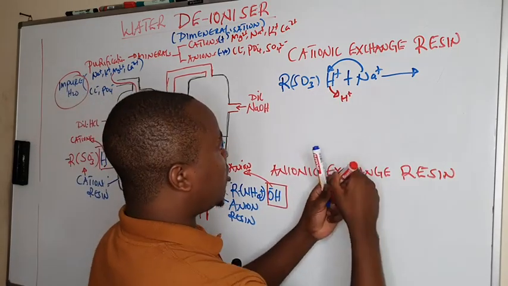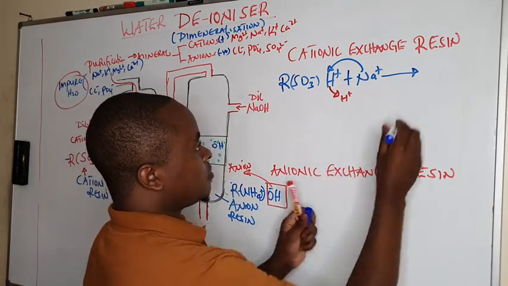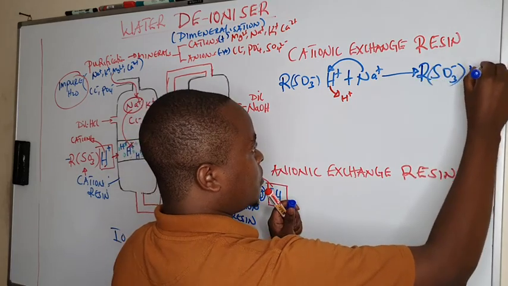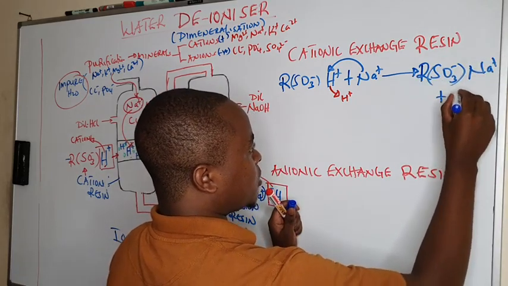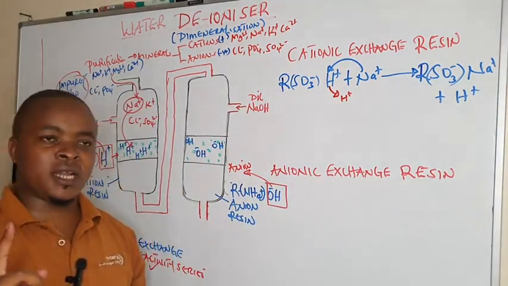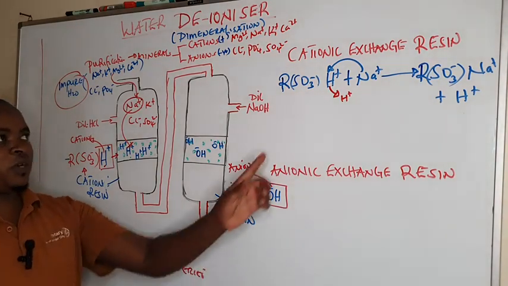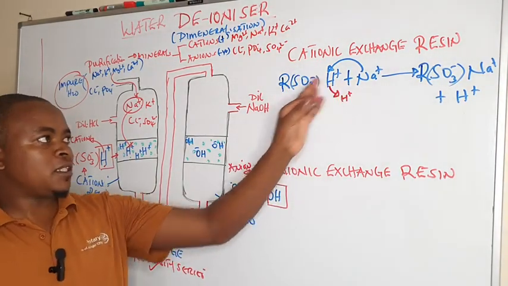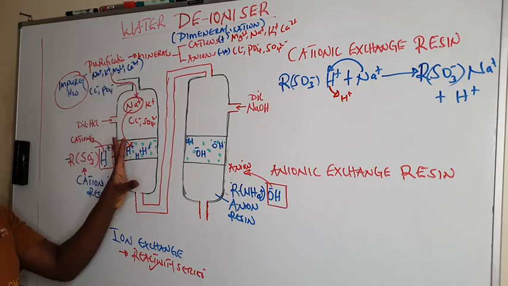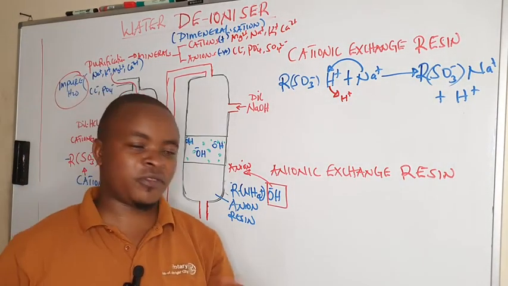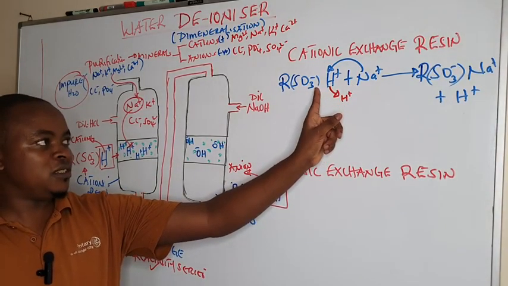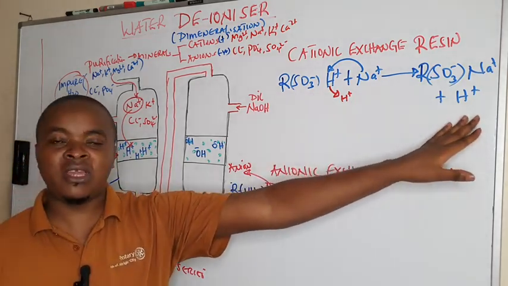and we are able to form R and sodium, plus the hydrogen which is displaced. So that is the mechanism we are looking at taking place under the cationic resin. The water which is coming with the sodium, the potassium, the magnesium, the calcium, since they are more reactive than the hydrogen ion, they come and displace the hydrogen ion from the resin, and when it is displaced, it remains lonely.